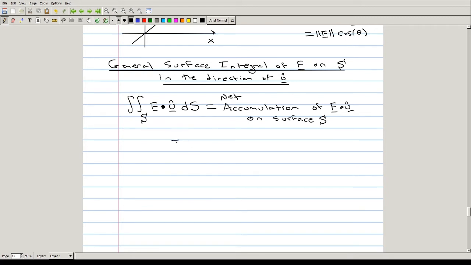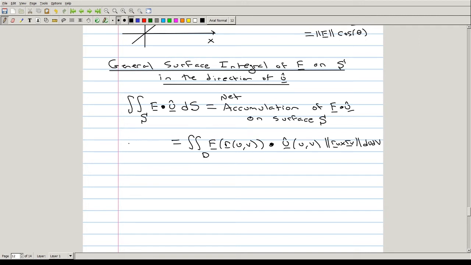Right, specifically, if you were to evaluate this, you would need to go through and use the parameterization of the surface and take the dot product of that with the unit vector field with respect to this parameterization, and then ds is the magnitude of r_u cross r_v du dv on the surface. So this would be the integral that you would have to go through and evaluate.